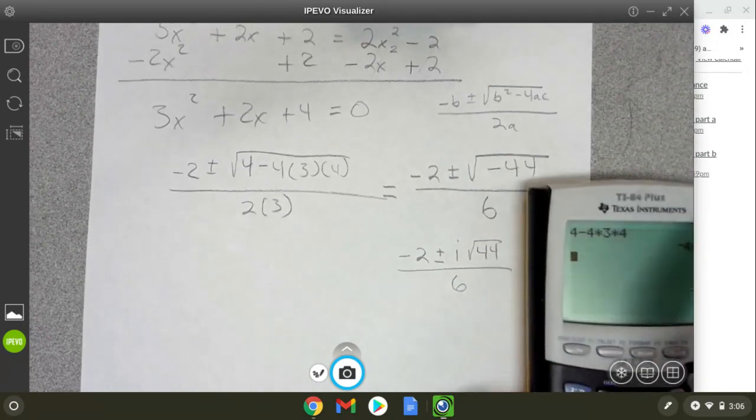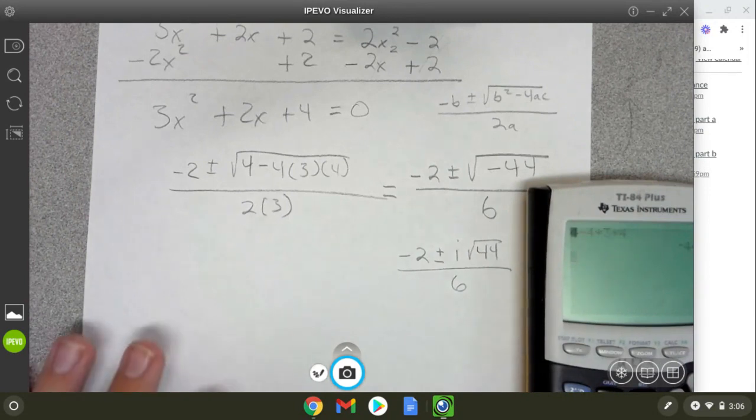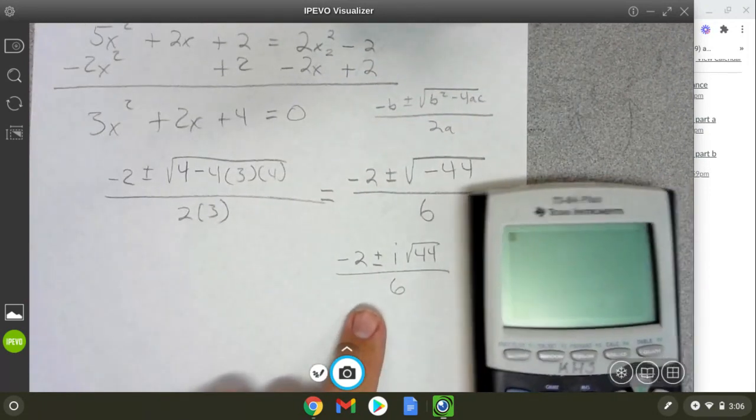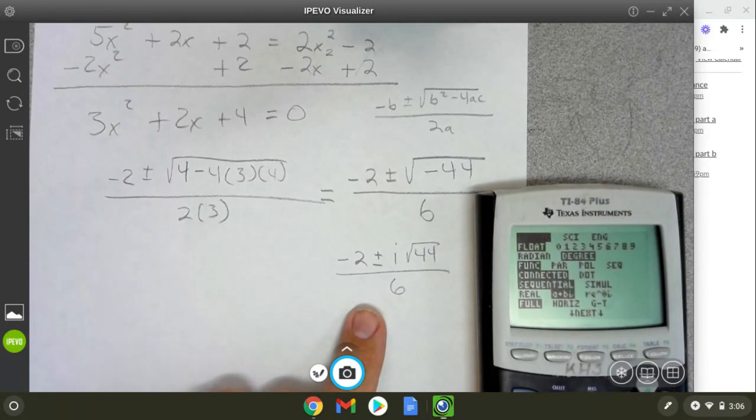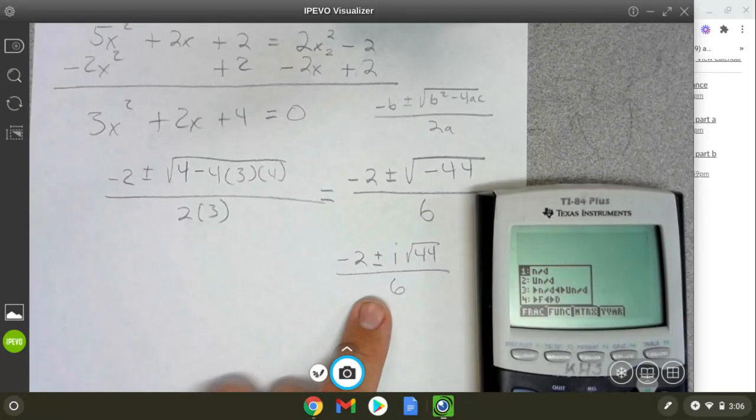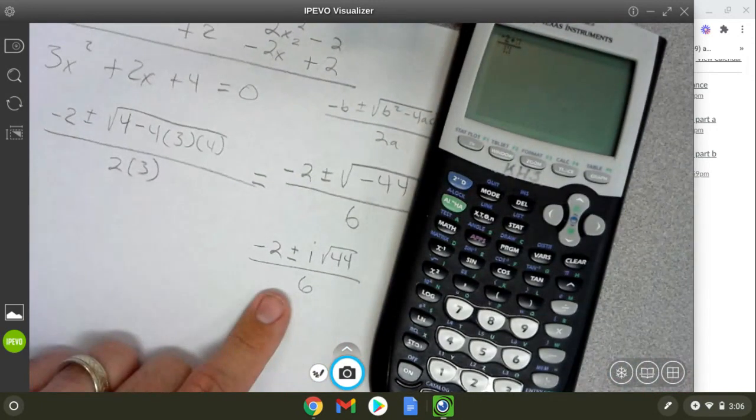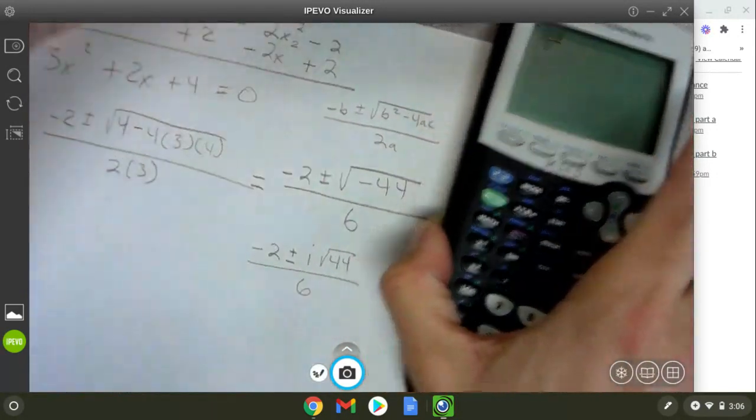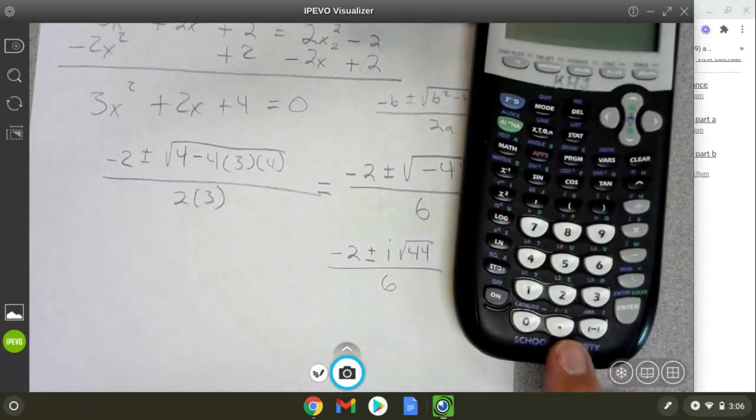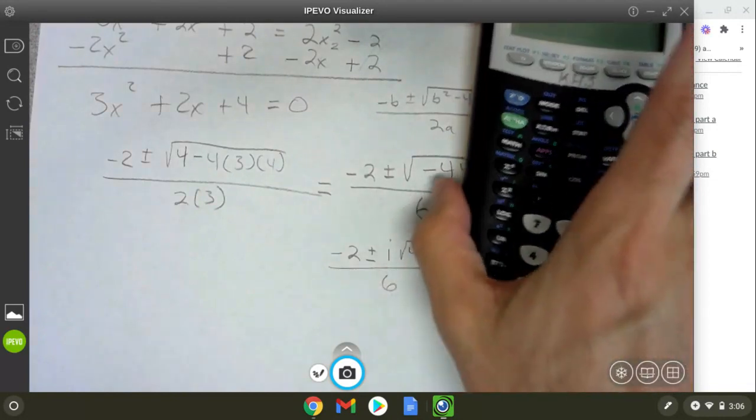Now, if you wanted to check your answer, you would run into a problem here. Make sure that you are in complex number mode right here. Press enter, then you can quit. But if you were to do the alpha y equals, I'll just type it in so you see. Oh yeah, I haven't showed you where the i is. It's right here where the little decimal is. You do second, and then that one.